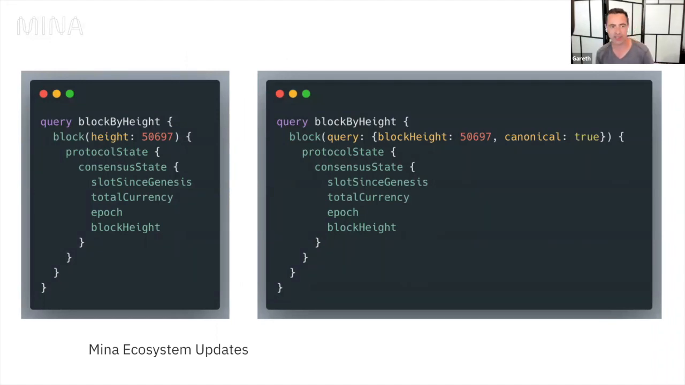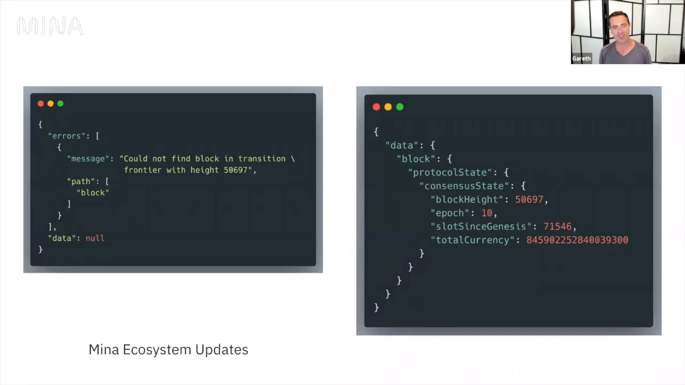Just to quickly demonstrate this, on the left we have the daemon GraphQL API, and on the right we have the Mina Explorer GraphQL API. As you can see, they take a very similar format. While these two queries will return the exact same data, this only works if your node is within 290 blocks of 50,697, as I have it there. Next slide, please. So what happens if it's not? You'll get from the Mina daemon API, could not find block in transition frontier, because the node has already dropped that block. Whereas with the Mina Explorer GraphQL API, you're always going to get the block at that height. Next slide, please.